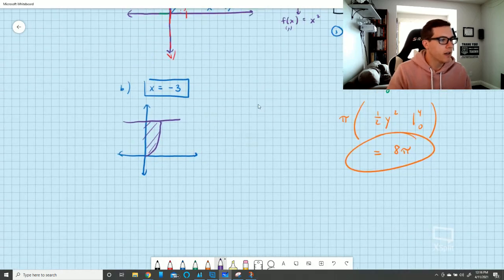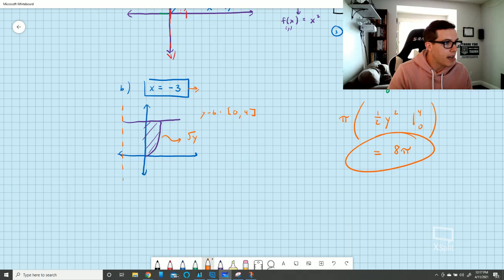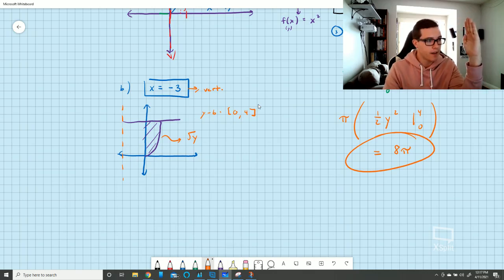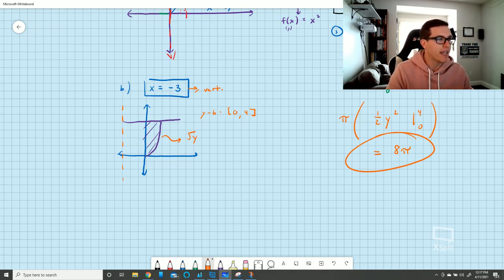Okay, so around x equals -3, we still have our same bounds. We know we're using the y bounds in this case, 0 to 4 again. These are y coordinates. And we have this function, which is radical y. And this time we're rotating around x equals -3, which is way over here. And that is a vertical axis of rotation. People always get confused because they see x equals and think, oh, everything's in terms of x. No, x equals is a vertical line. That is a vertical axis of rotation. That's the way you think about it. And then we are spinning this way. So it's all right minus left type of stuff.